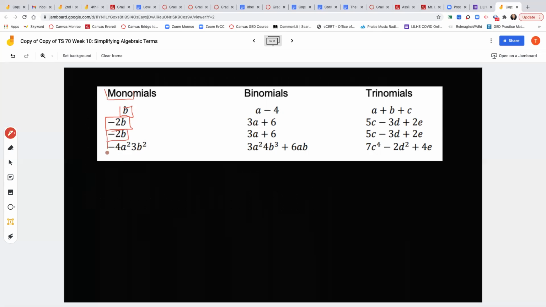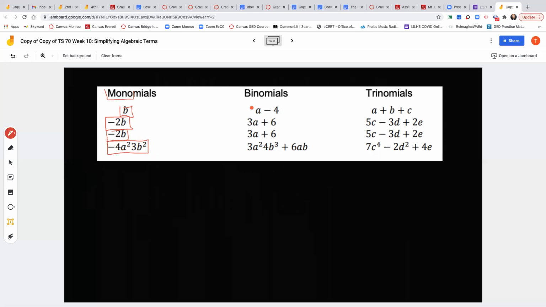Now this one might be a surprise to you. This is a monomial, okay? And here's why. You'll notice there's no plus or minus. This is really 4a squared times 3b squared, okay? So pronounced as 4a squared, 3b squared. It's considered one term because they're not separated. It's all of this multiplied times each other, okay?